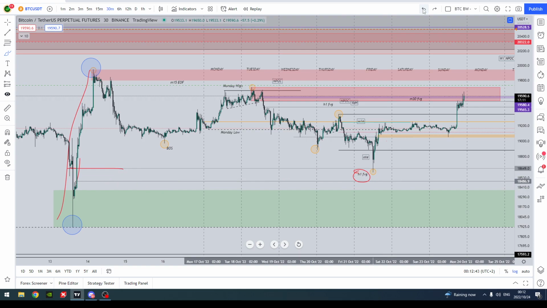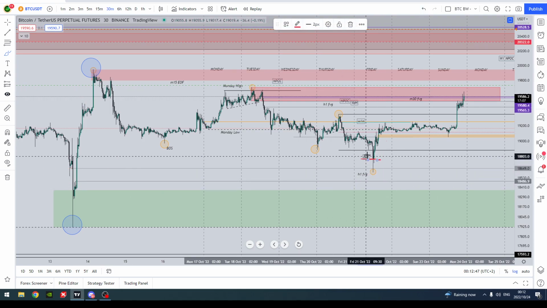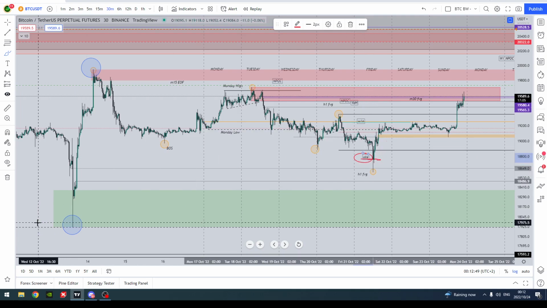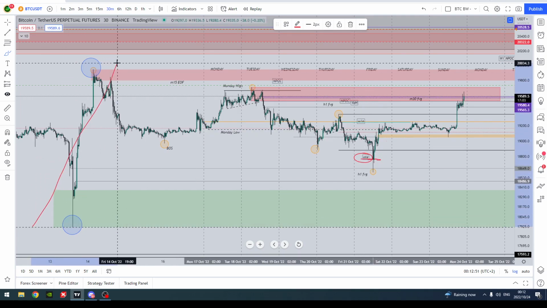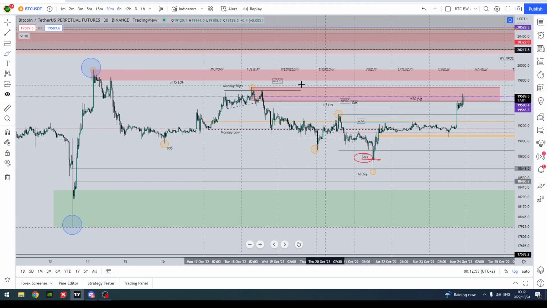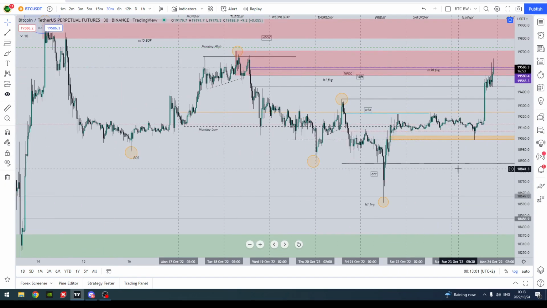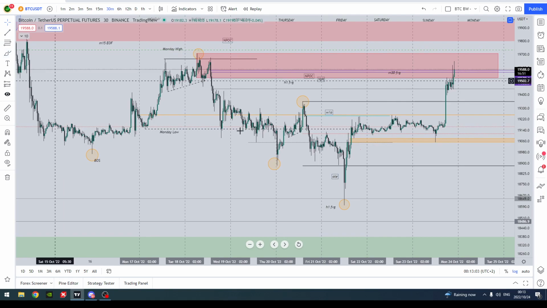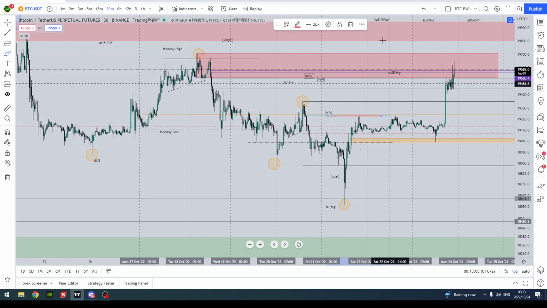Price bounced off of that, and you see the candle bodies closed at the optimal trade entry, which is basically the 70.5 of this entire move up. So H1 fair value gap, optimal trade entry, let's go. We had our weekly open here, which we are above now.